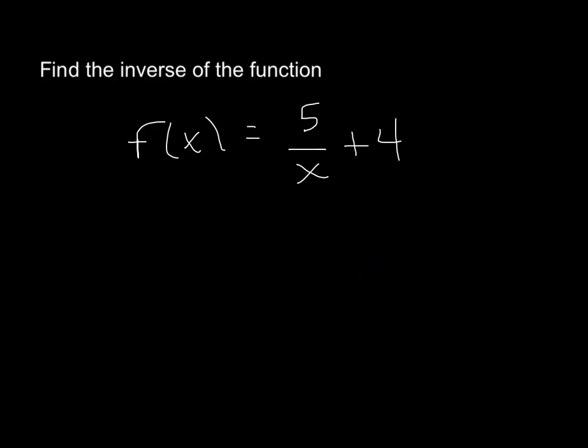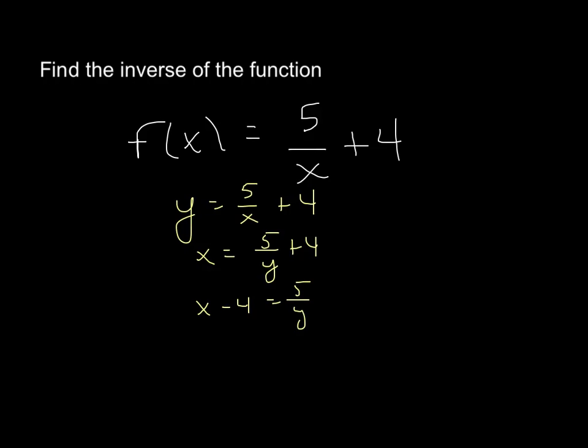All right, so we're going to switch f of x to y. We're going to change that out. And then we're going to switch places with x and y. And now it's just a matter of solving for y. So x minus 4 equals 5 divided by y. So that would give me y equals 5 divided by x minus 4. Which means that f inverse of x is the function 5 divided by x minus 4.